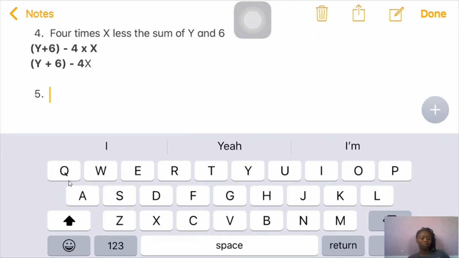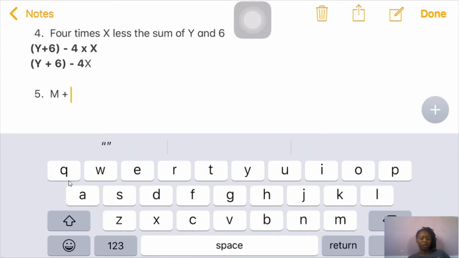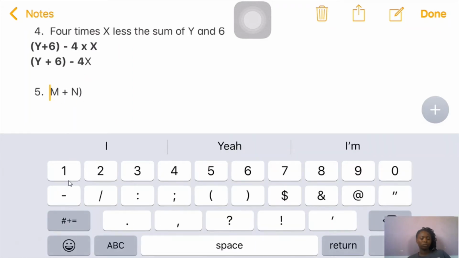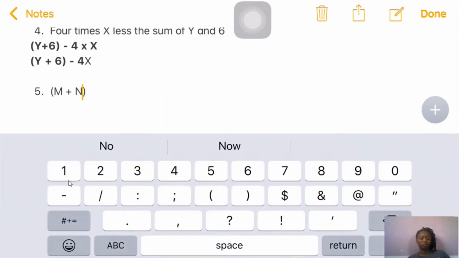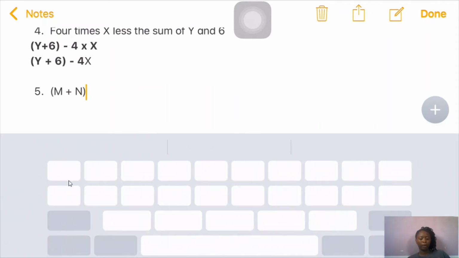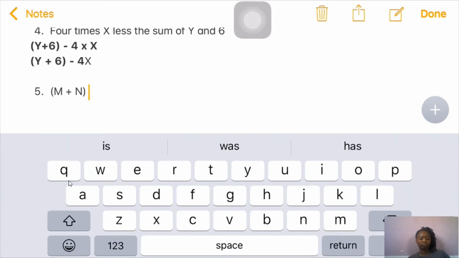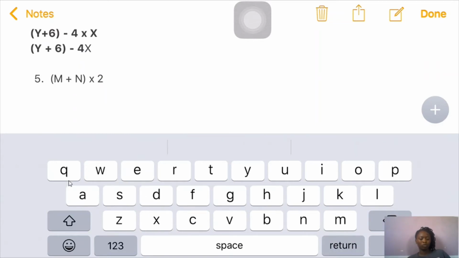So double the sum of m and n. So meaning you've done your addition of m and n. Then I ask you to come and double it. So this whole m and n, I ask you to double it. So anywhere you put the times 2, no problem. Times 2. That's it. Any of this is correct.